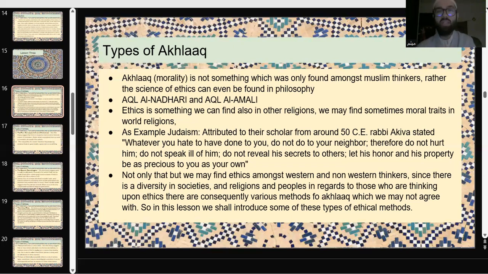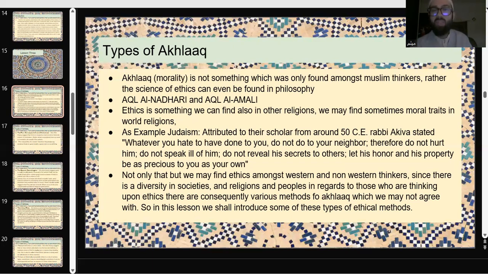So according to that division of aql al-nadhari and aql al-amali, we could say that the non-transmitted sciences are divided into two broad categories. They are either nadhari or amali. They are either theoretical sciences or practical sciences. So they're either things that have to do with the mind somehow, or things that have to do with practical do's and don'ts. So in philosophy, they used to consider akhlaq, or ethics, as part of the philosophy which was amali, which was practical philosophy.